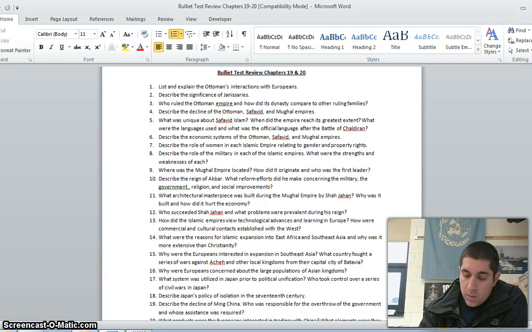The Mughals were really into textile trade, this cotton cloth. That's something that's noteworthy for the test. Number 7, describe the role of women in each Islamic empire relating to gender and property rights. Islamic law allowed women to keep property after their marriage. There's some other things. You can look through those charts that we made in class. Again, this review that I'm doing right now is not completely exhaustive. This is just to get you pointed in the right direction.